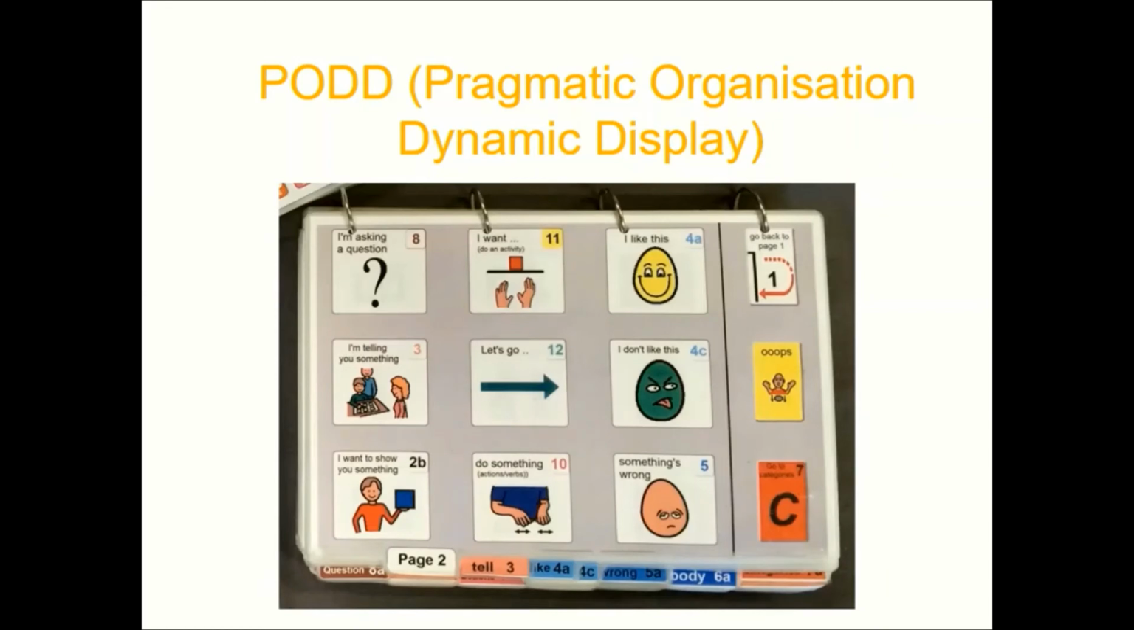So rather than having categories such as food and drink, people, places, the categories here are: I'm asking a question, or I want to show you something, or something's wrong. So the organization is different, and it relies on the person having the cognitive skills and the communication skills to know what their communication function is when they initiate this. So that's POD.